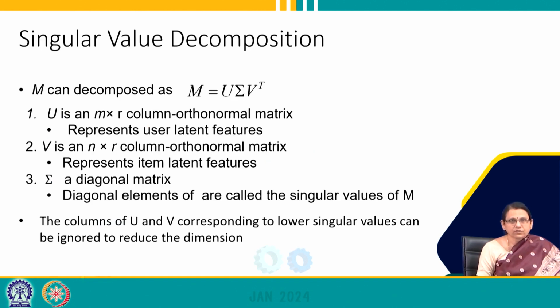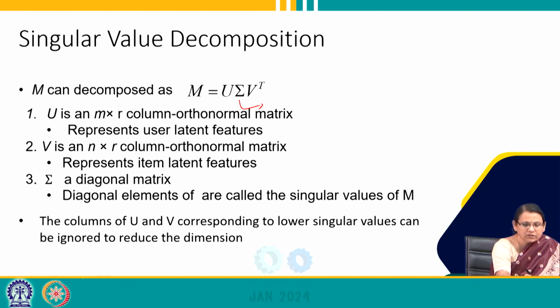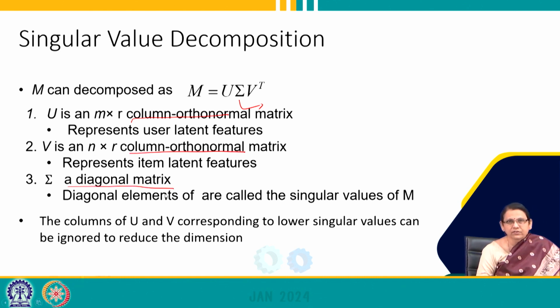So, let us understand what this singular value decomposition was. Here we are decomposing matrix M into U, sigma, and V transpose, where sigma is the set of singular values. We also understood that U is a column orthonormal matrix, V is also column orthonormal, and sigma is a diagonal matrix where the diagonal elements are the singular values of M.